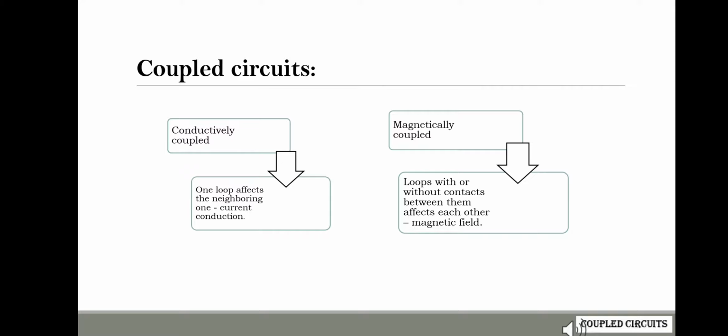Now, we are going to see about coupled circuits. In coupled circuits, we have two types. One is conductively coupled and the latter is magnetically coupled. Circuits in which one loop affects the neighboring loop through current conduction are called conductively coupled circuits. Whereas in the other set of circuits, various loops with or without contacts between them affect each other through the magnetic field generated by any one of them. These circuits are said to be magnetically coupled circuits.